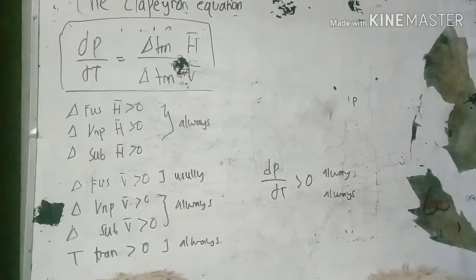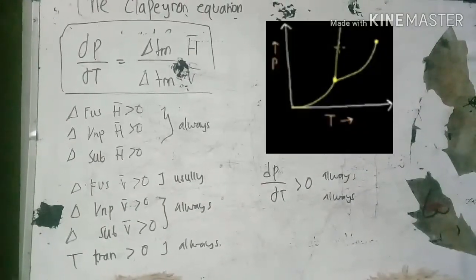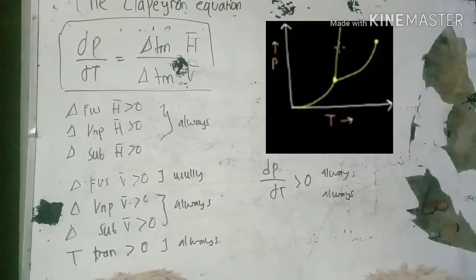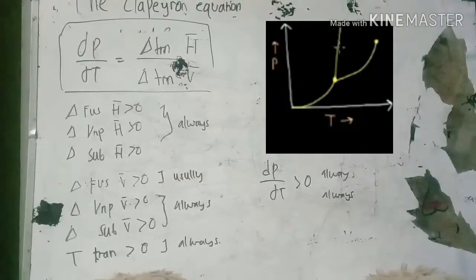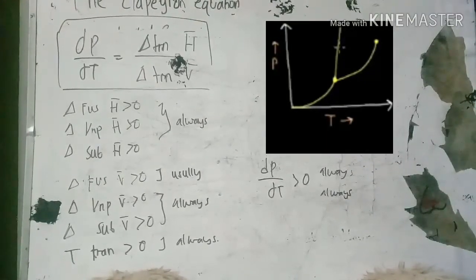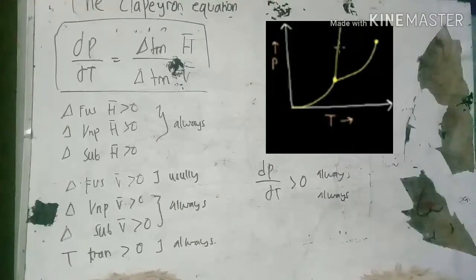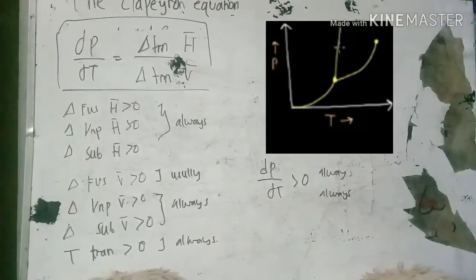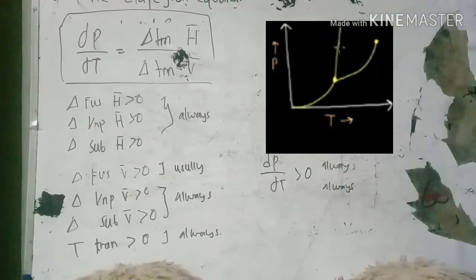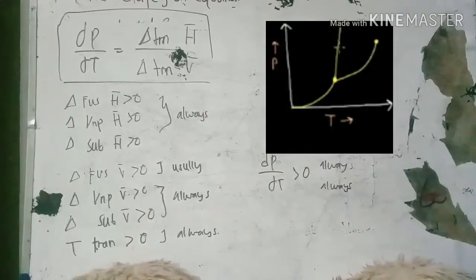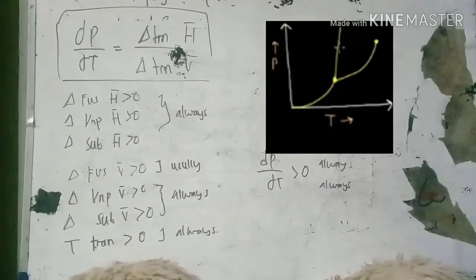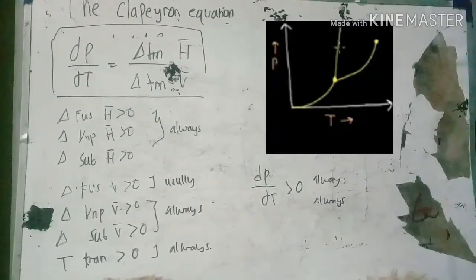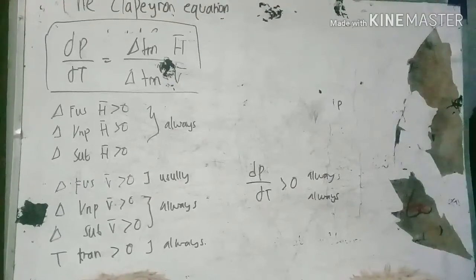Delta fusion H is greater than 0. Delta vaporization H is greater than 0. Delta sublimation H is always greater than 0. Delta fusion V is usually greater than 0, delta vaporization V is greater than 0, and delta sublimation V is always greater than 0. T trans is always greater than 0, so dP/dT is always greater than 0.